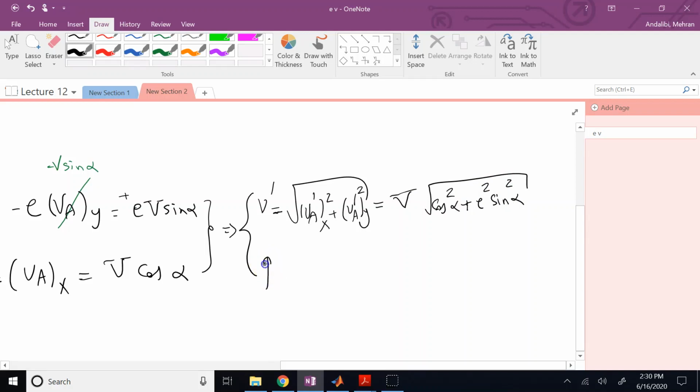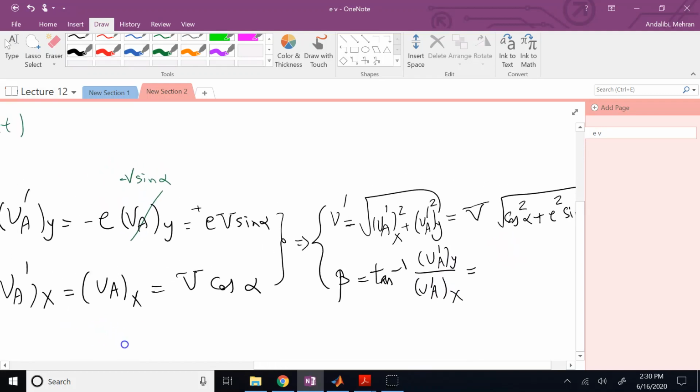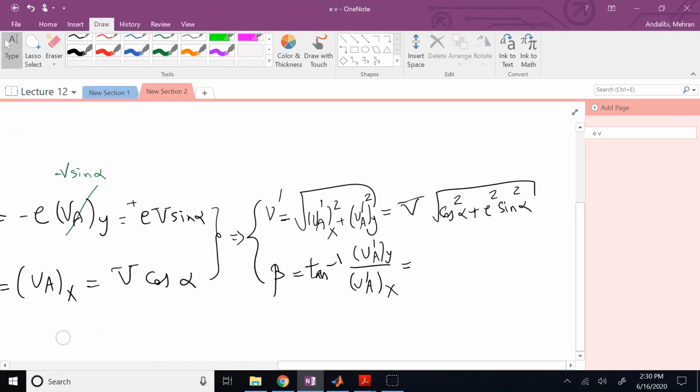And if you want angle beta, it is going to be tangent inverse of V prime Y over V prime X, which is going to be tangent inverse of E times tangent of alpha.